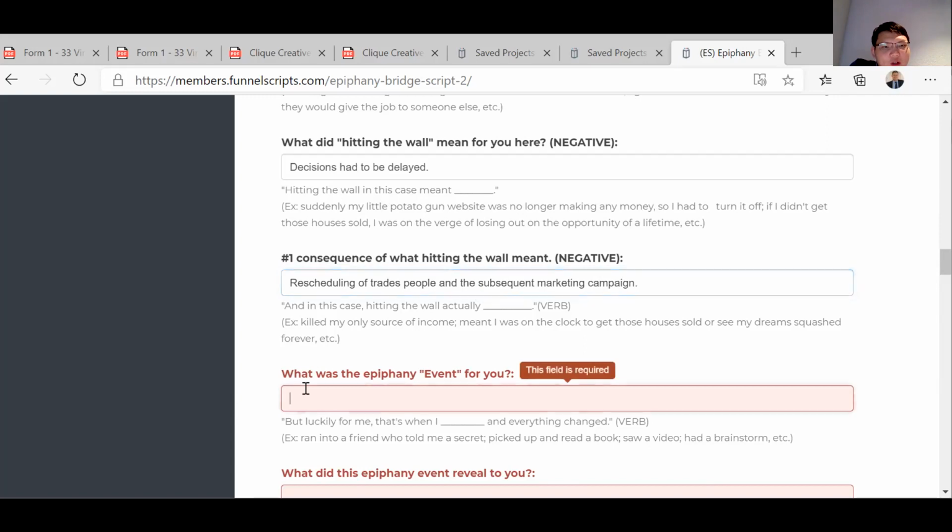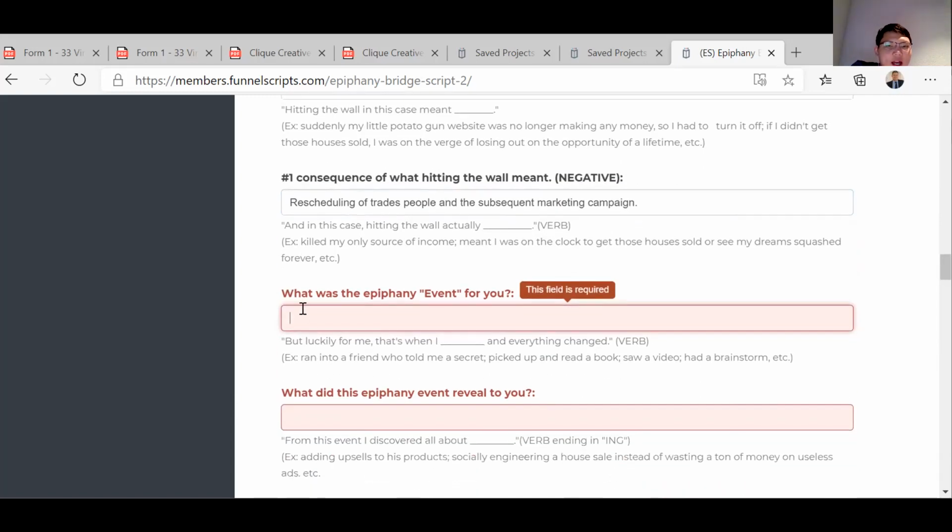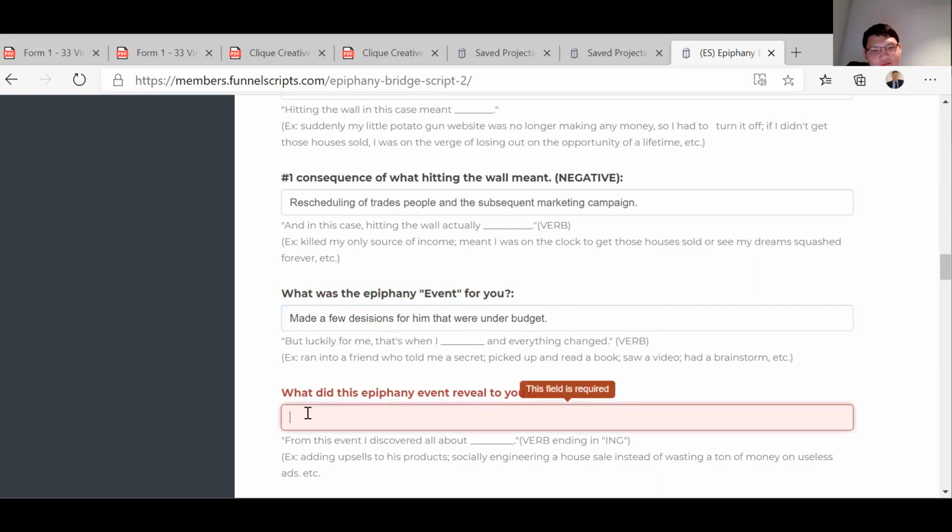So what was a personal event for you? Luckily for me, that is when I found a solution, and then everything changed. Basically, lucky for me, that's when I made a few changes. Okay, that is a good one. So what did that event personally reveal to you? I discovered that maybe taking the responsibility, helping the client make the decision, is what you discover.